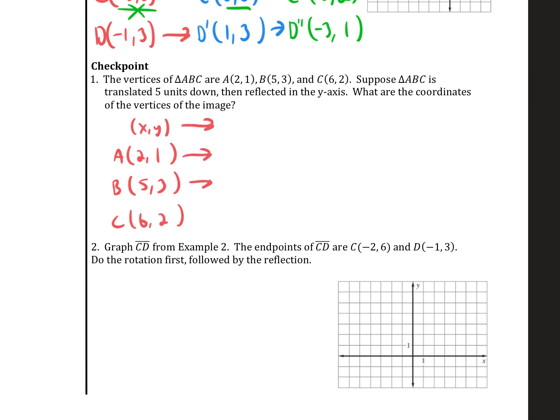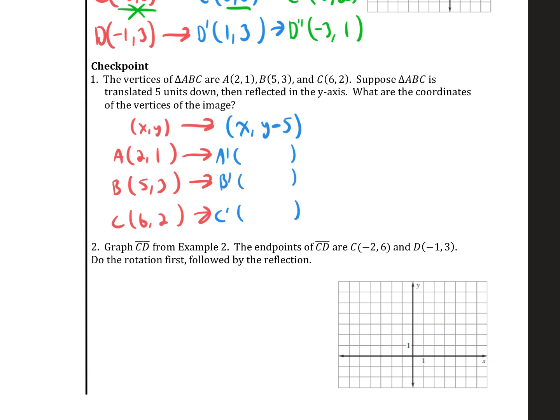And these, for blue, it's going to go 5 units down. So 5 units down, the rule is going to be x and then y minus 5, because we're still going down on the y-axis. So we have A prime, B prime, and C prime.